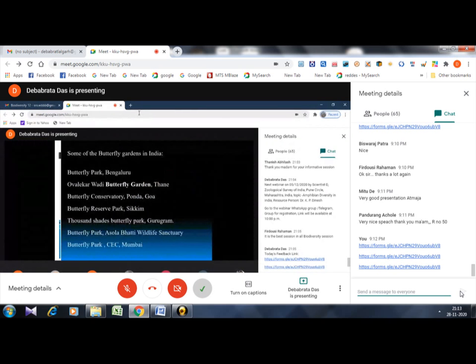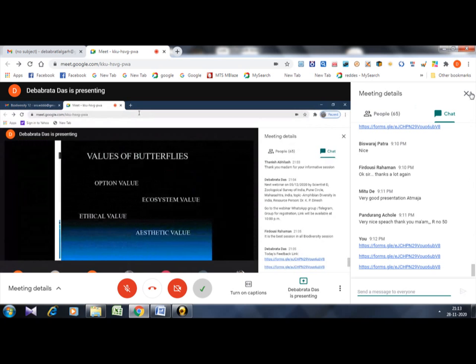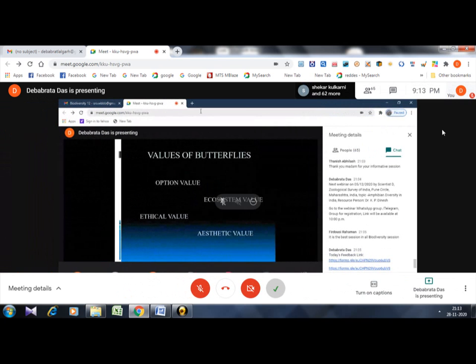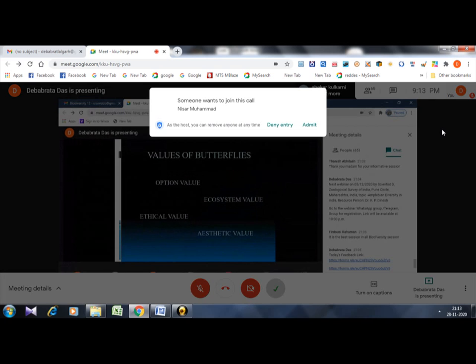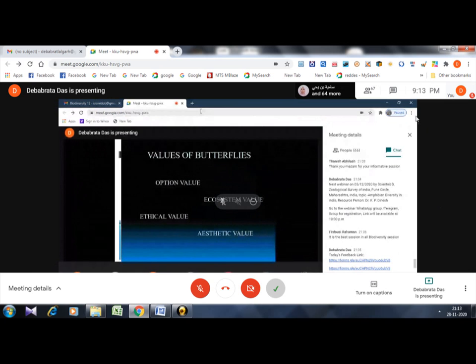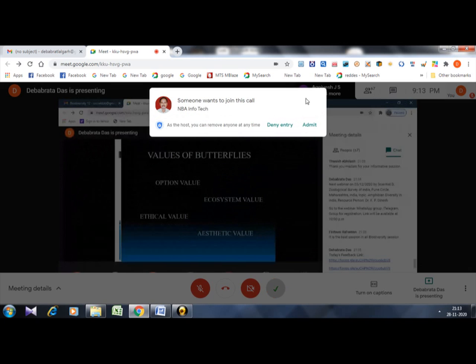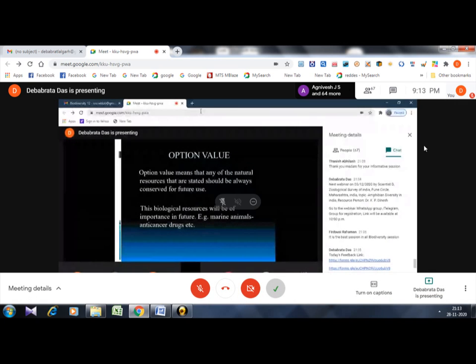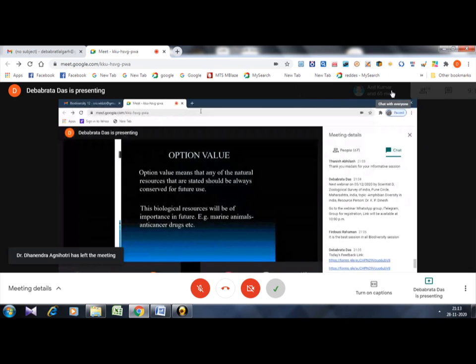Now we go to the values of butterflies. I will focus on these four values of the environment, and this is also based on what Sarah has told earlier. Now we come to option value. Option value means that any natural resource should always be conserved for future use. You might say a butterfly is not used for us today, so we can kill it, but that is not so. Anything that is not in use today can be of use tomorrow. That's why you have to protect everything. Even if it is not useful, you have to protect it.